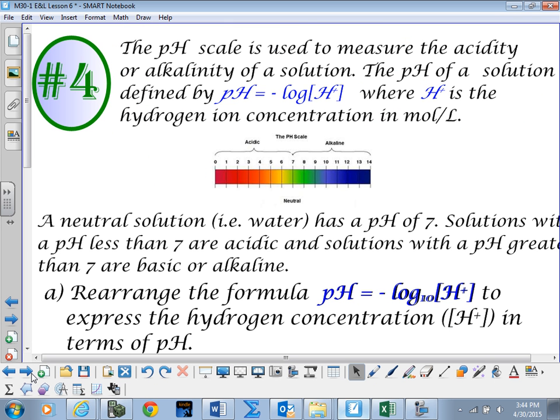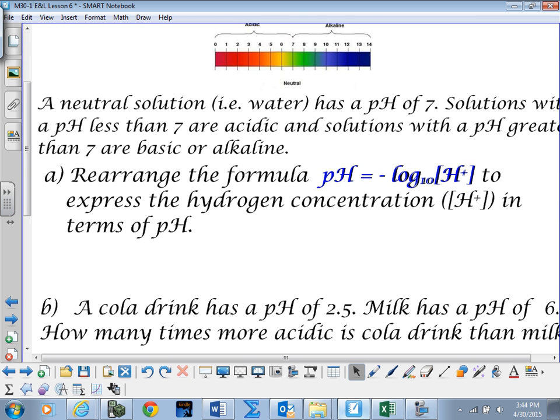All right, let's look at pH. pH is really common with logs. It's one of the few formulas that actually uses a log. So here's the formula: pH equals minus log base 10 of H plus. Sometimes you don't see the 10 written in. Either way, it's base 10.